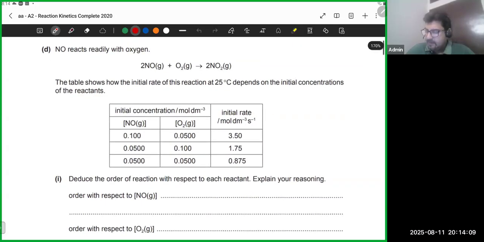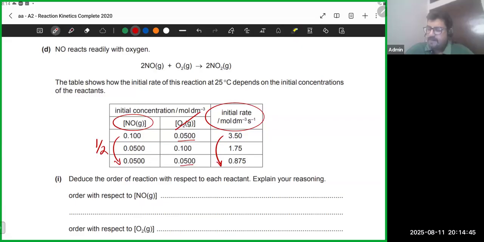How would you find the order with respect to, let's say, NO? What I'm going to do is change NO and see what effect that has on the rate of the reaction. If I compare experiments 1 and 3, I want to keep O2 constant. That's why I picked experiments 1 and 3. So NO concentration, what happens to it? It's halved. What happens to the rate of reaction?